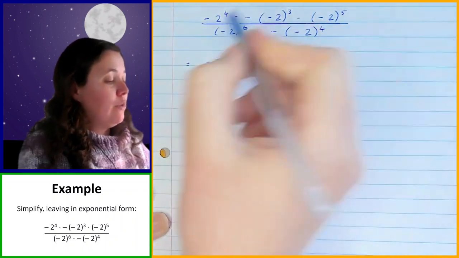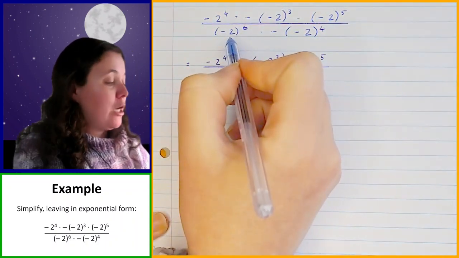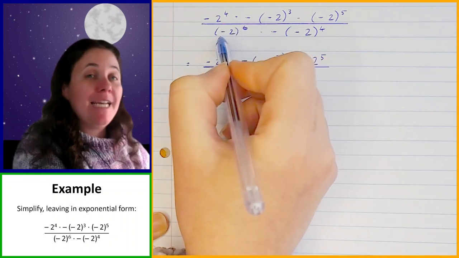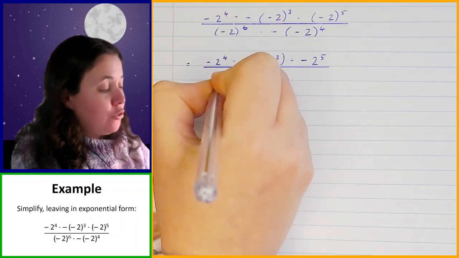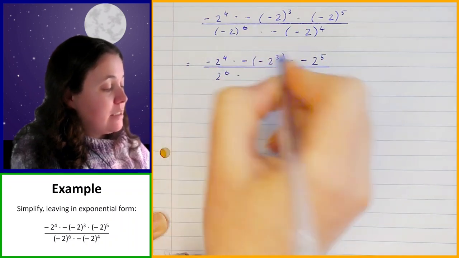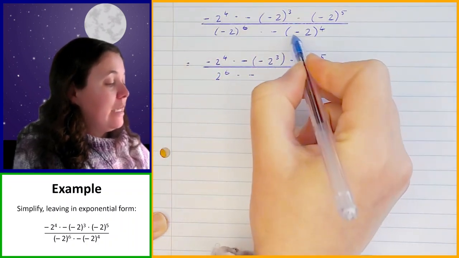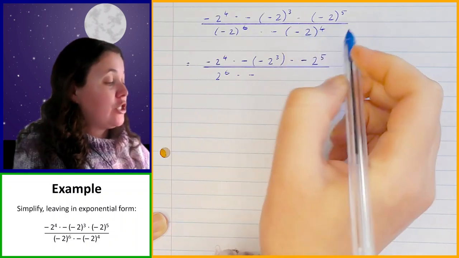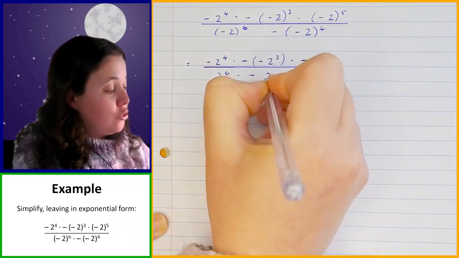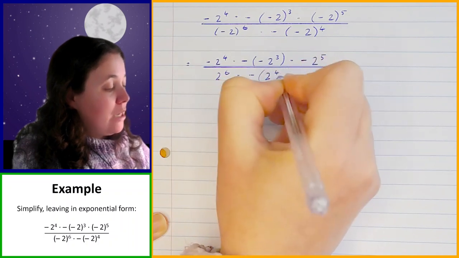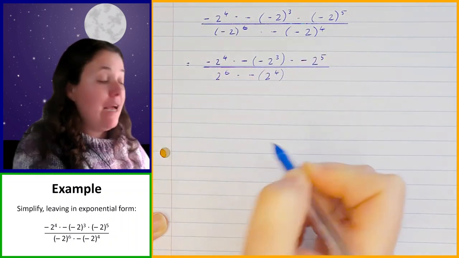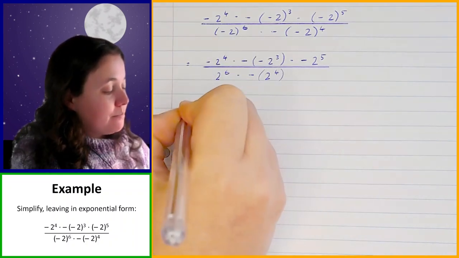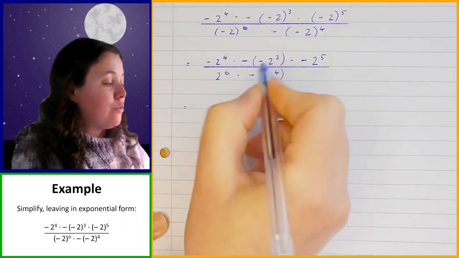Now, in my denominator, I've got negative 2 to the power of 6. This is an even exponent, which means that it is going to change to positive 2 to the power of 6, times negative, and then negative 2 to the power of 4, also an even exponent, means that this is going to change to positive 2 to the power of 4. Now, you can write that in brackets if you want to. You don't really have to because it's not a negative and a negative next to each other. And now let's drop those brackets.